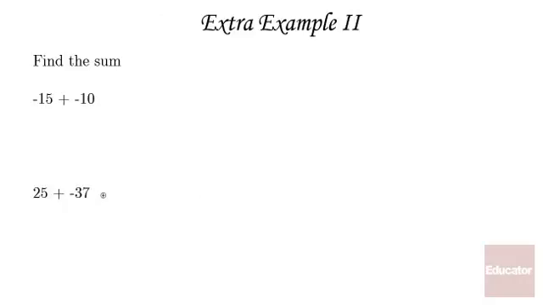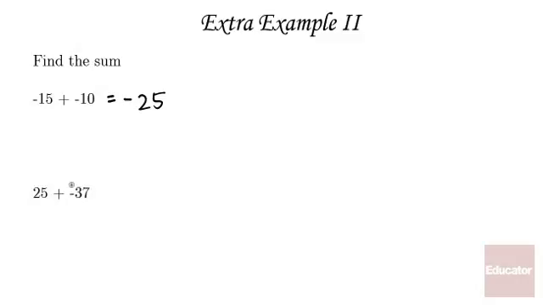The next couple of examples, find the sum. That just means to add them up. Negative 15 plus negative 10. We have a negative number and a negative number. So I just add them up, and my answer is also a negative number. So negative 25.